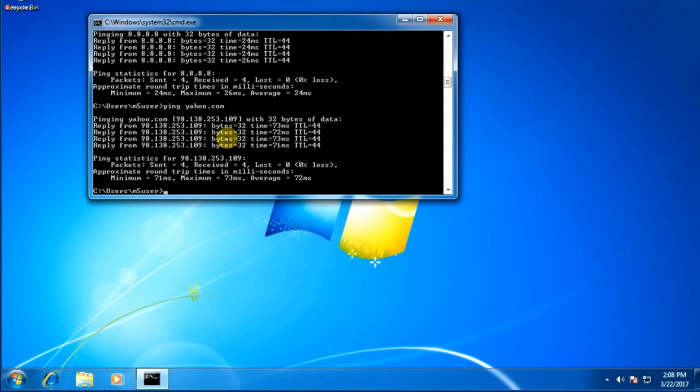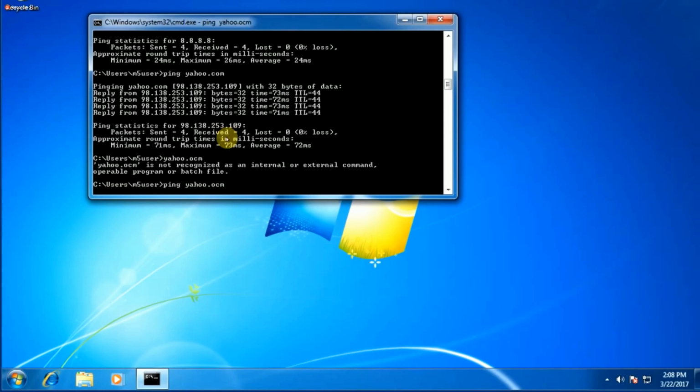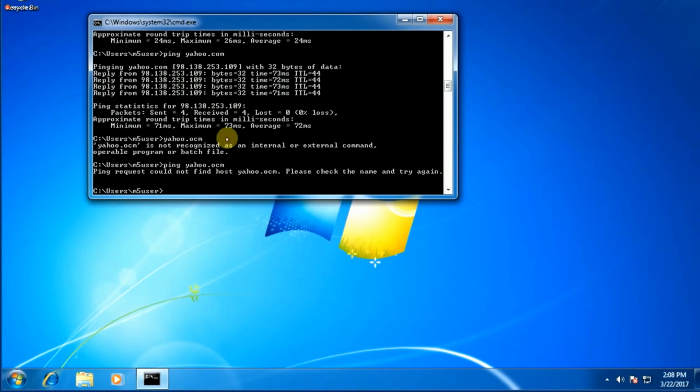If that's not working, you can have a situation where you can ping an IP address like 8.8.8.8, but not be able to ping something like yahoo.com. Like, let's suppose I did yahoo.ocm. I don't even know if that's a real domain. Let's see, ping yahoo.ocm. You see, that's not going anywhere. Okay? So that means that the domain service can't find that name.